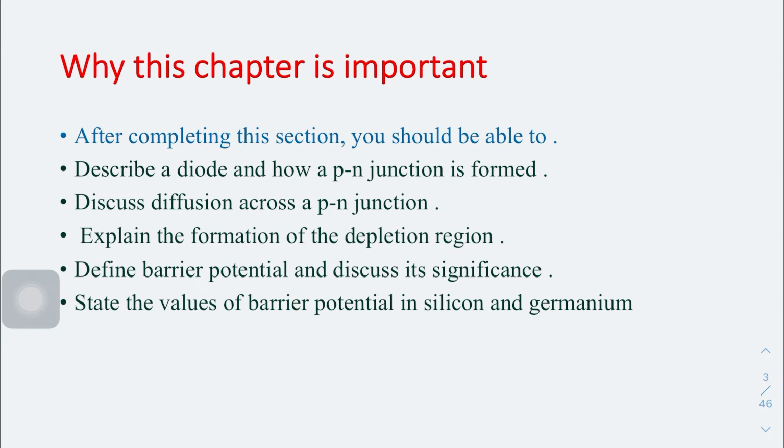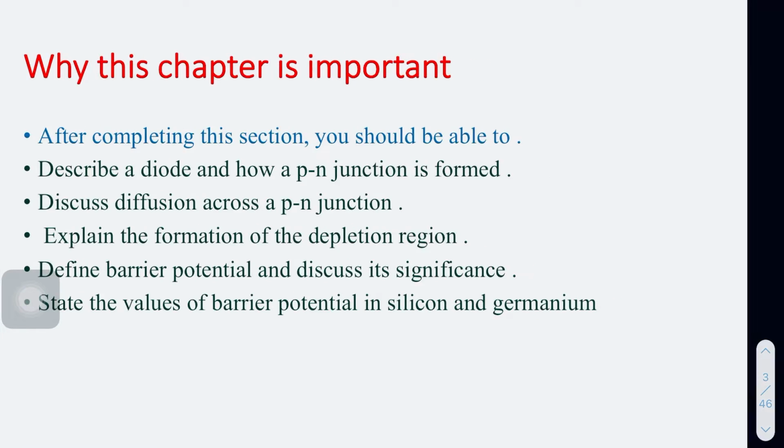Why is this chapter important? After completing this section, you should be able to, first, describe the diode and how a p-n junction is formed. Second, discuss the diffusion across the p-n junction and explain the formation of the depletion region, define barrier potential, and state the barrier potential for silicon and germanium.